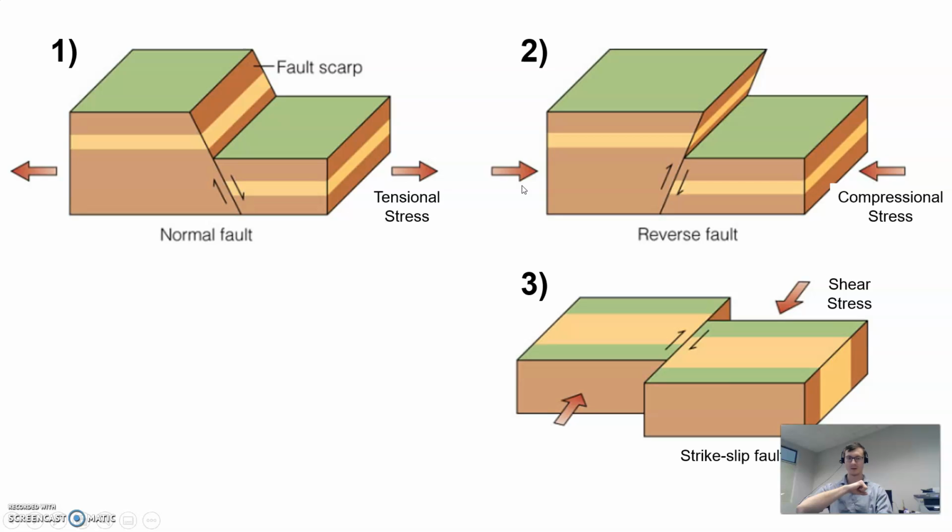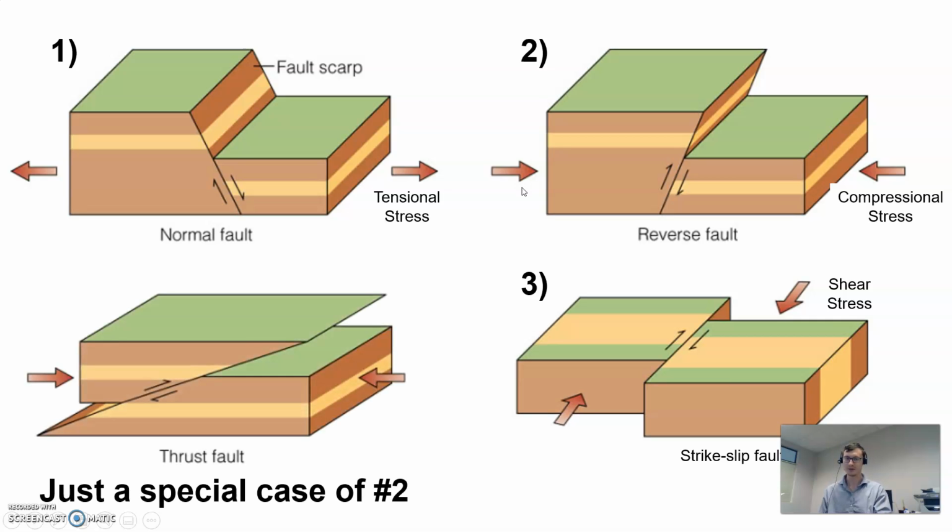We could also have a case where two blocks are not being shoved against each other, but sliding past one another. And if we have these two blocks moving past each other, this line right here we would call the strike line. This is what they're slipping along, so we would call this a strike-slip fault.